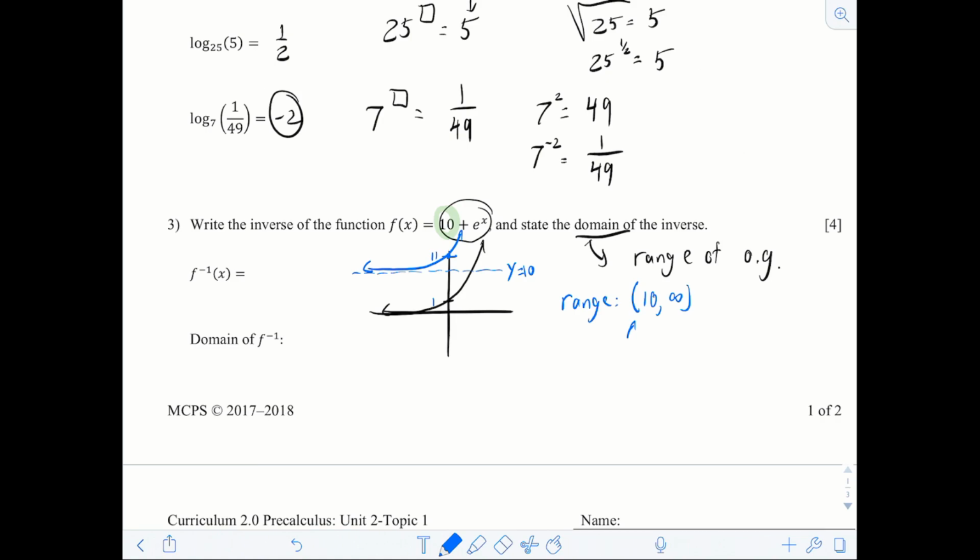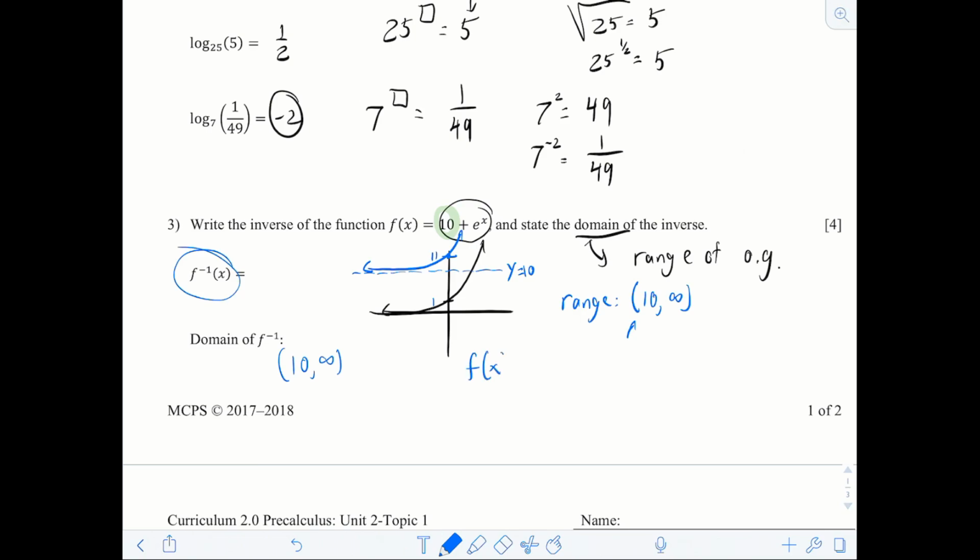So I can actually write that down as the domain for the inverse function, because that's like saying that both of those things are flipped. So the domain of the inverse is really the range of the original, and the domain of the original is going to be the range of the inverse, right? They're just flipped. All right, so how do I find the inverse function?